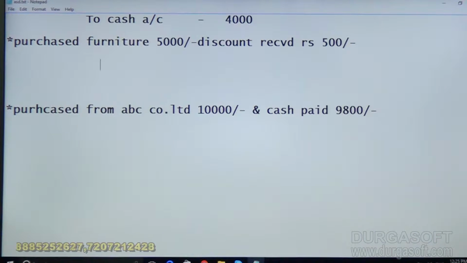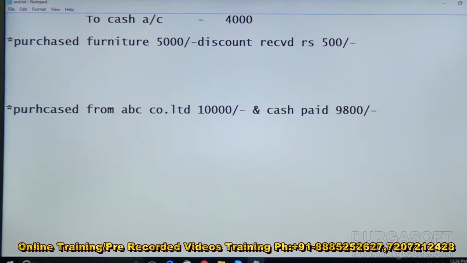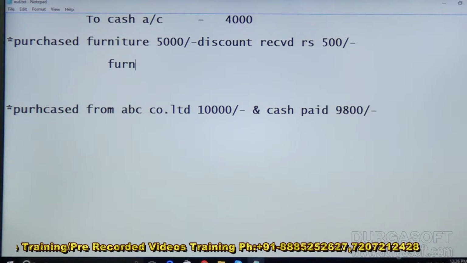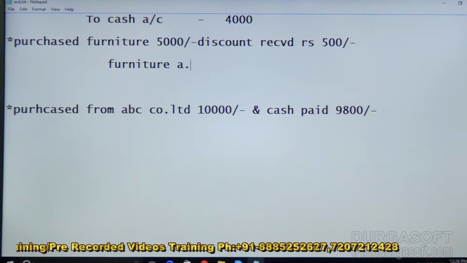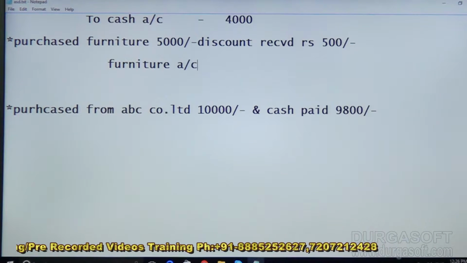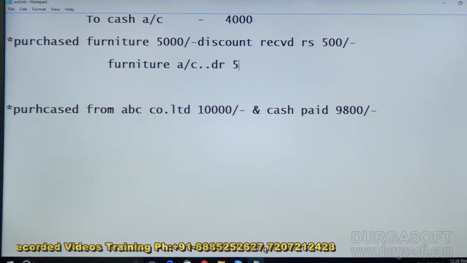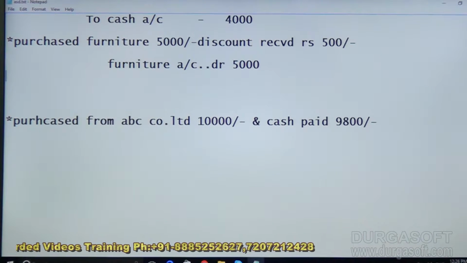So previously we made some mistake, we can see it now here. Furniture 5000 rupees, discount received 500 rupees. So furniture total amount we need to post: furniture account 5000, to cash how much? 500. Let me write the entry. Furniture account debtor, how much amount? 5000.